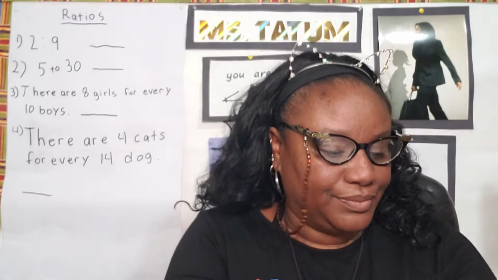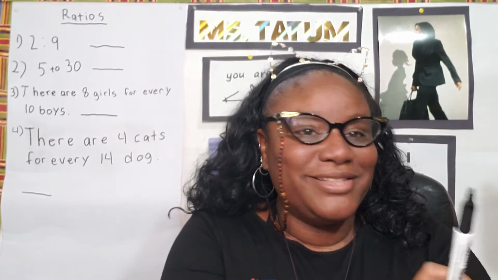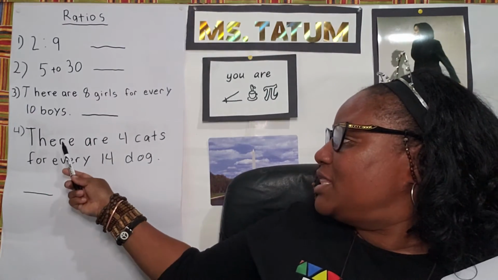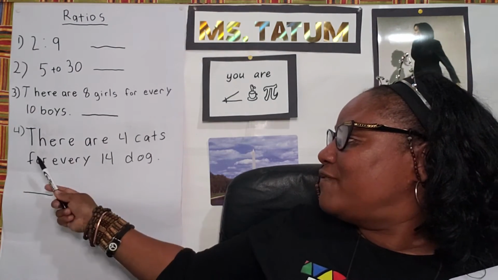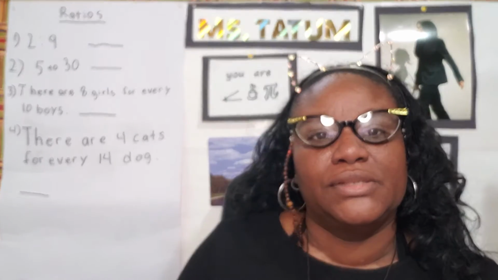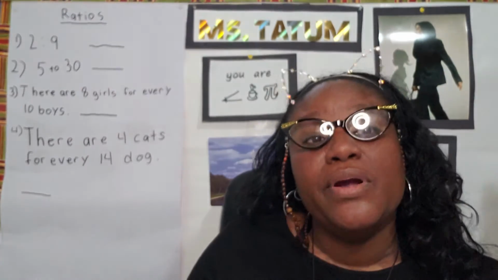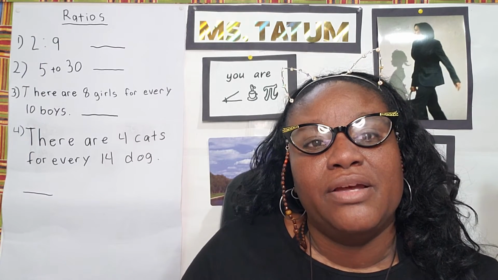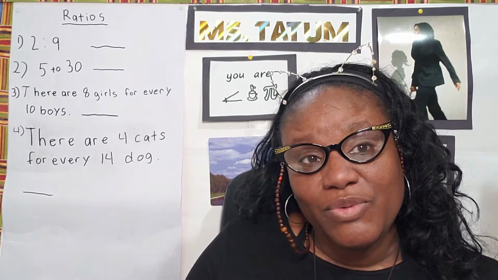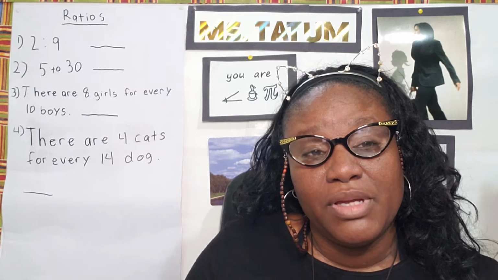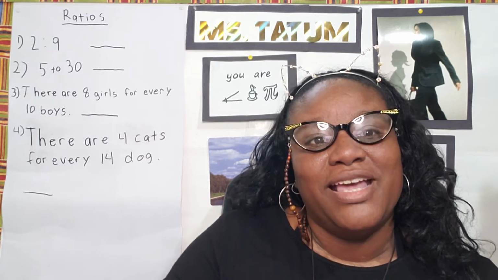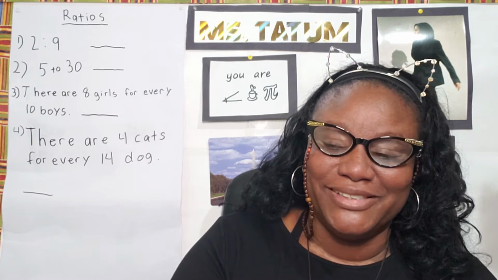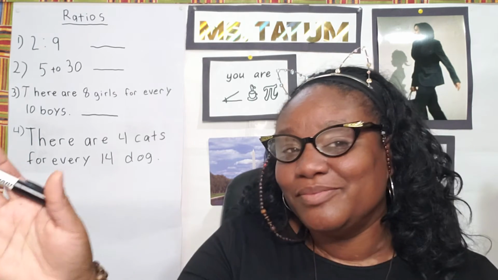Okay, so what I'm going to do is read this next question. There are 4 cats for every 14 dogs. Write that ratio in fraction form in simplest terms. And I would love for you to press pause and do it on your own. As usual, pause.